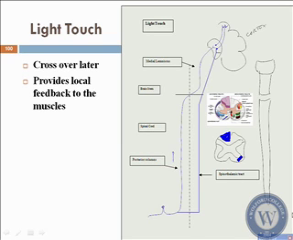Light touch crosses over later, and it also provides local feedback controls to the muscle. It also crosses over early, so it has both things. So light touch goes up both the posterior columns and the spinothalamic tract. That makes a double of the signal to be sent to the thalamus, which means that light touch is actually very difficult to knock out, and it is.